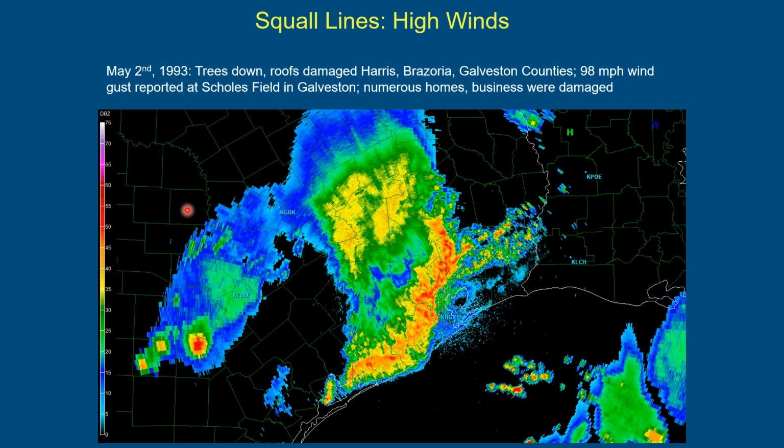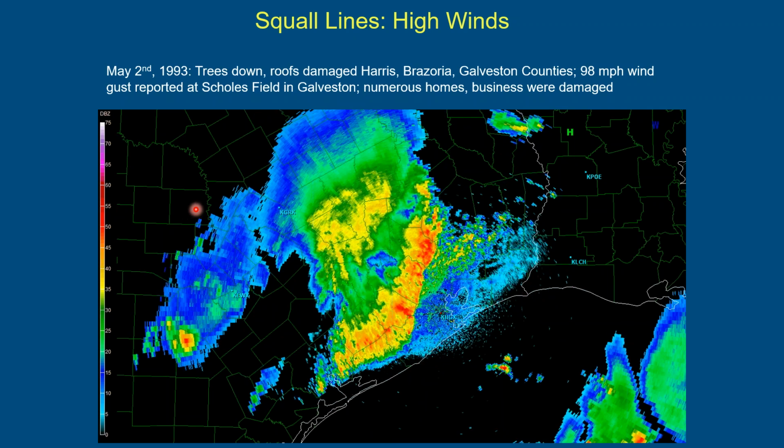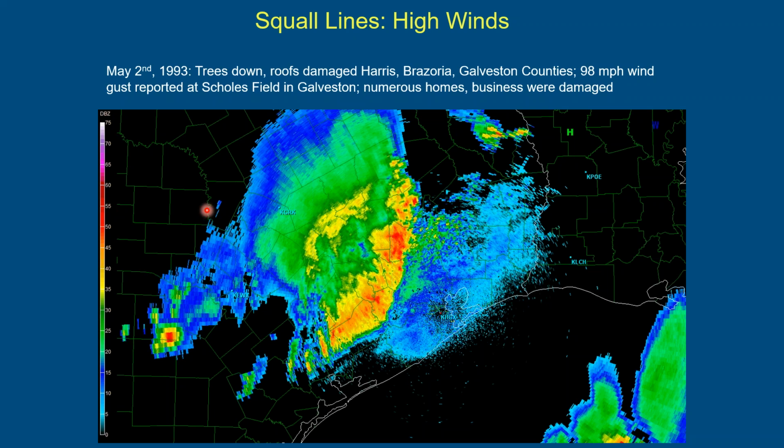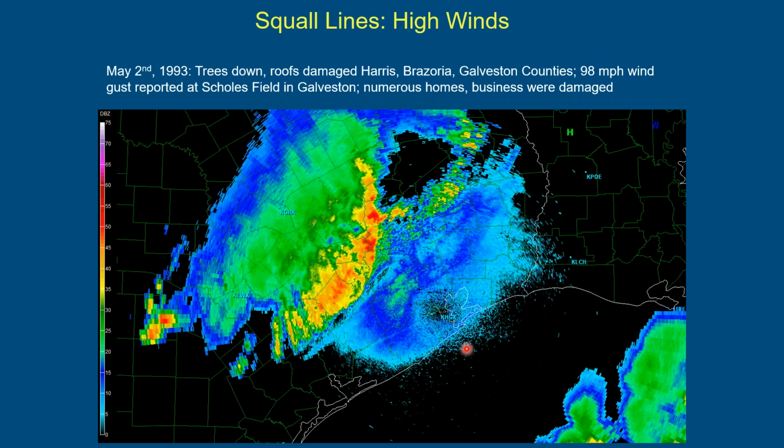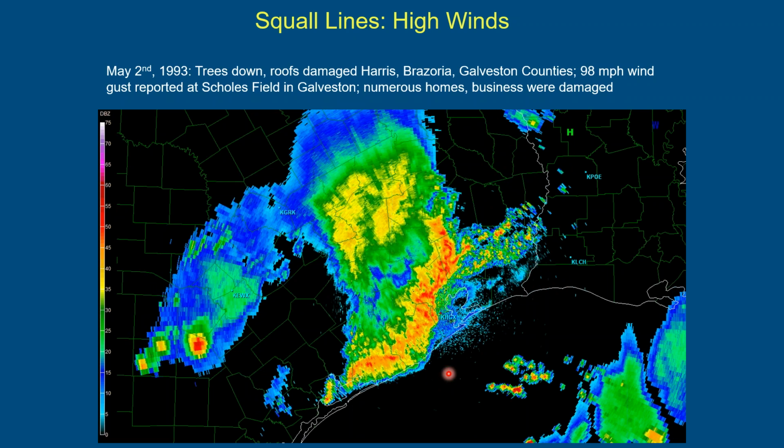Another type of radar feature to look at is a storm complex we call a squall line. These fast-moving storm complexes are not so much an individual thunderstorm, but a line of storms pushing quickly through. This one produced 98 mile per hour winds on May 2nd, 1993. My understanding also is there was a boat race going on, and some of the boaters I've talked to were impacted directly by that, and it pretty much laid their sailboats down. So again, this is what we call a squall line.